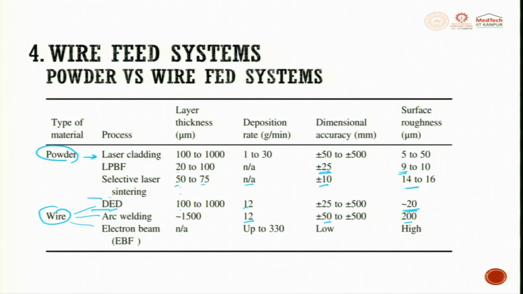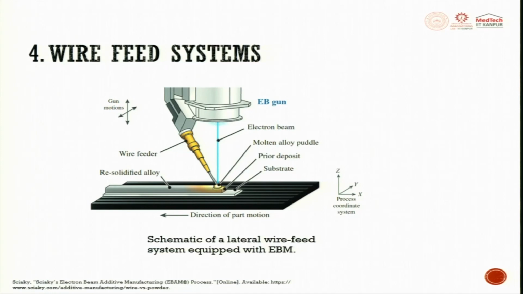When we talk about electron beam, the layer thickness for wire is not applicable. Then it can go up to a deposition rate of 300 grams per minute. The dimensional accuracies are extremely low here and the surface roughness is very high, more than 200 microns. So, through this table you are able to compare with respect to starting material whether it is a powder or a wire, which process to use, what are all its performance with respect to various process parameters.